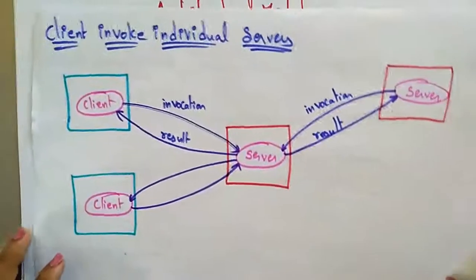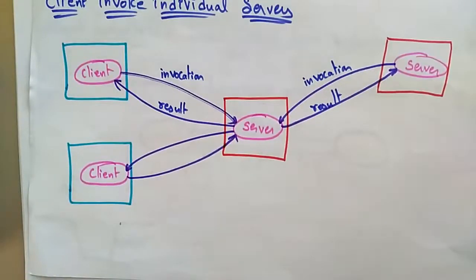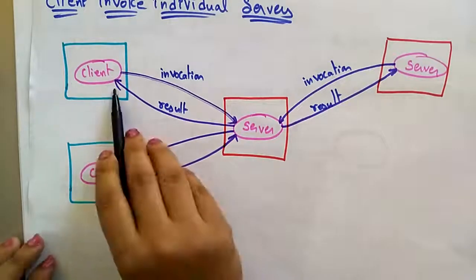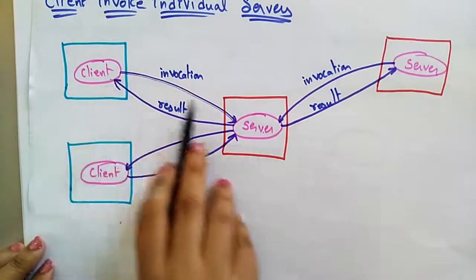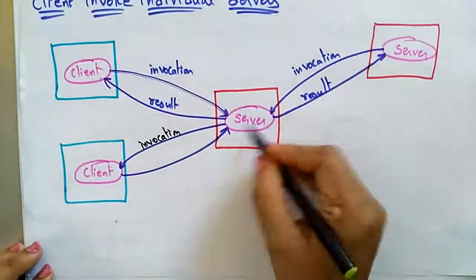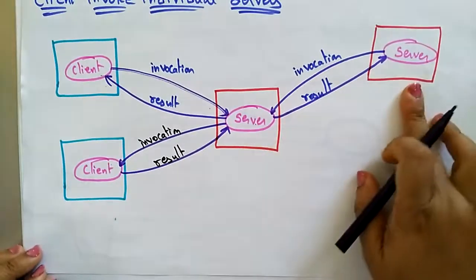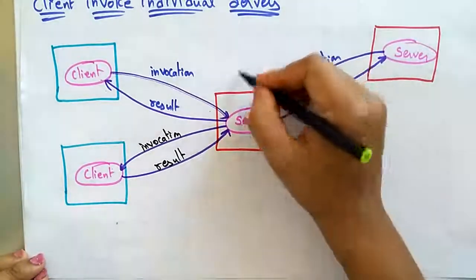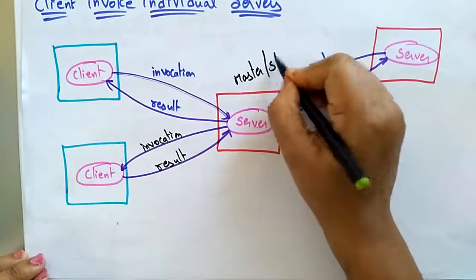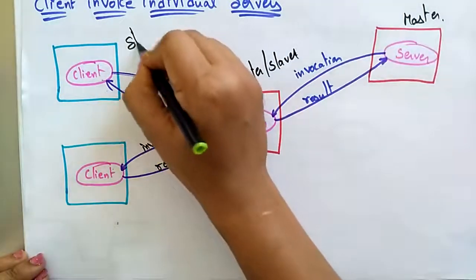Let's see how a client invokes individual servers. Here multiple clients and multiple servers are present. A client's invocation means it is requesting, and the server has to give the response, a result. Then again this server is asking another server. Here it acts as a master as well as a slave. This one is acting as a master, and these are the slaves.